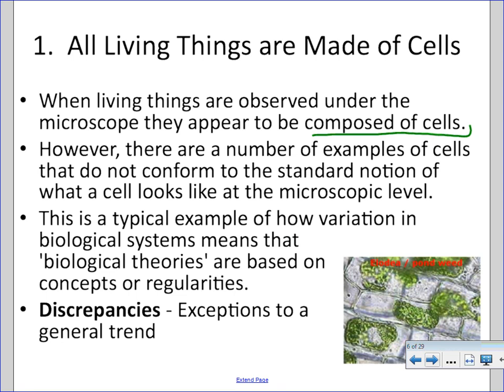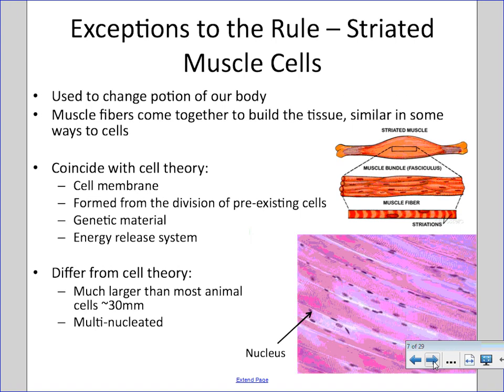This is a typical example of how variation in biological systems means that these biological theories are really based on concepts or regularities, patterns that are generally observed. However, there do exist discrepancies to these concepts or theories. These discrepancies are exceptions to that general trend, things that do not fit that traditional mold. The examples that Ivy would like you to know about the exceptions to cell theory include striated muscle cells.